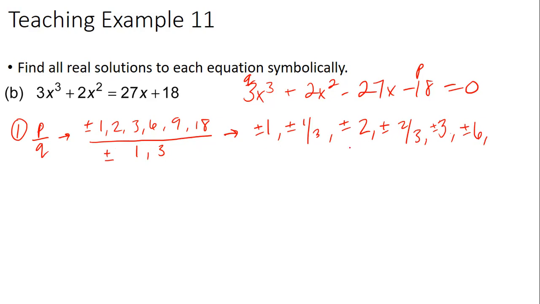Nope. 9 divided by 1 is... 9 divided by 3 is, I already have it. 18 divided by 1 is 18. 18 divided by 3 is 6. So that's all of my possibles written out. Questions about finding your possibles?